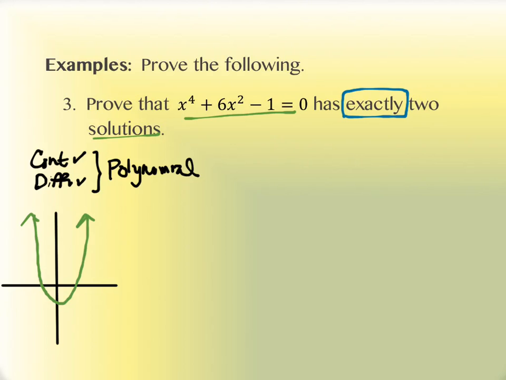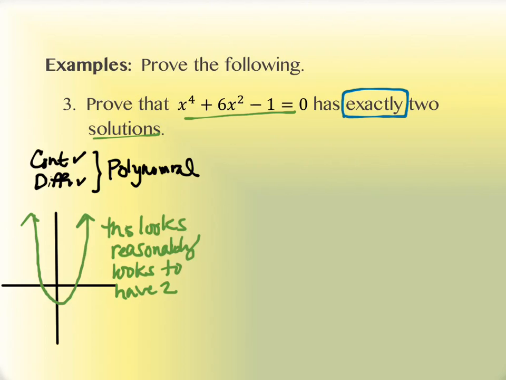Okay, so I'm going to jot down a little bit of what I just said. So this reasonably looks to have two solutions. Looks like it should have two solutions. We kind of like to make sure it doesn't have more, because that's kind of a problem, right? All of our stuff before in those theorems we had talked about things being at least. At least. Why isn't it more?